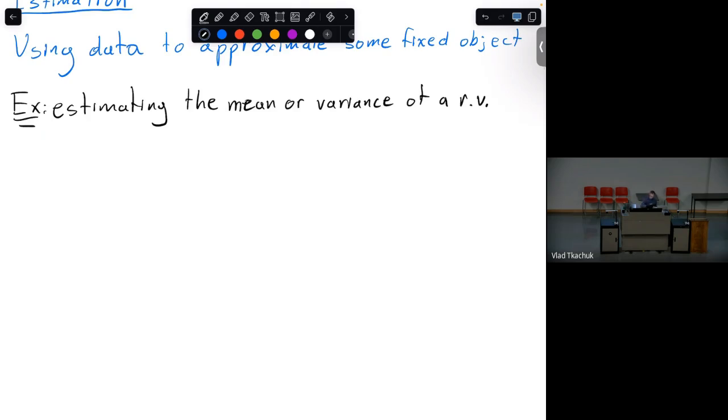Okay. So let us start the story here. So let's suppose that we have an unfair coin.